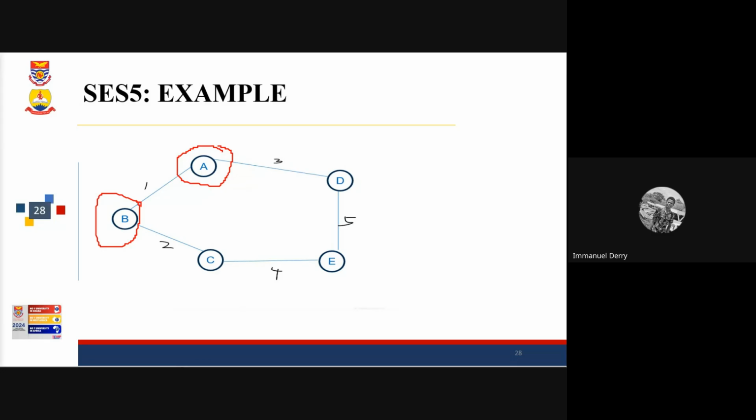And now we have A. Keep in mind that we still have C. So from A, we have A to D is 3, and then B to C is 2. So which of them is the least?